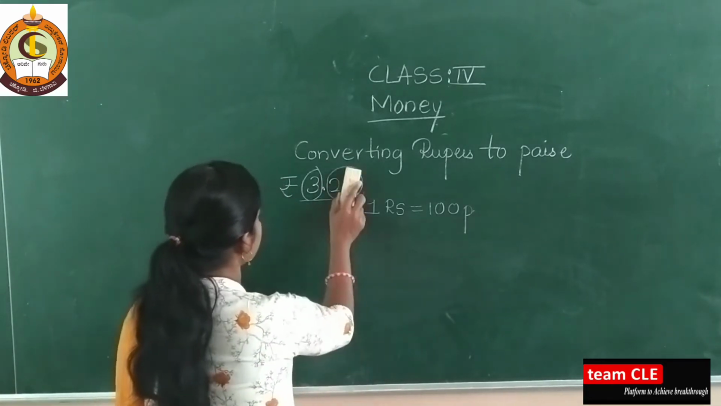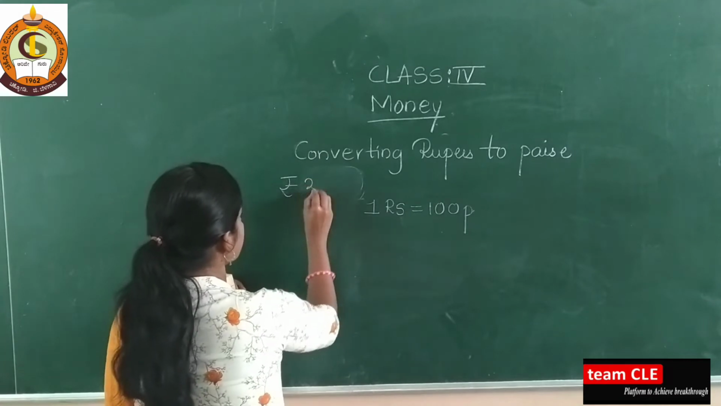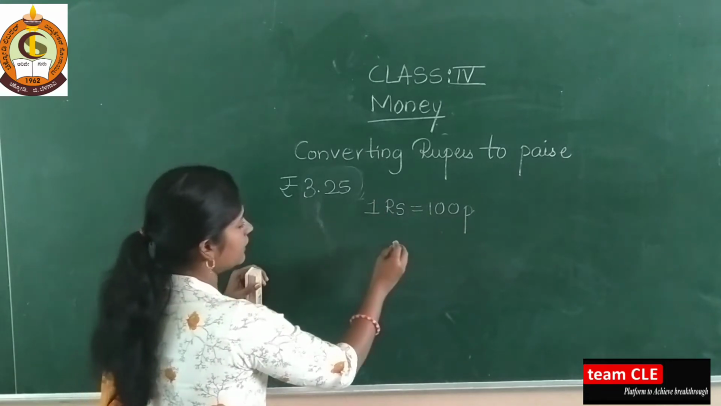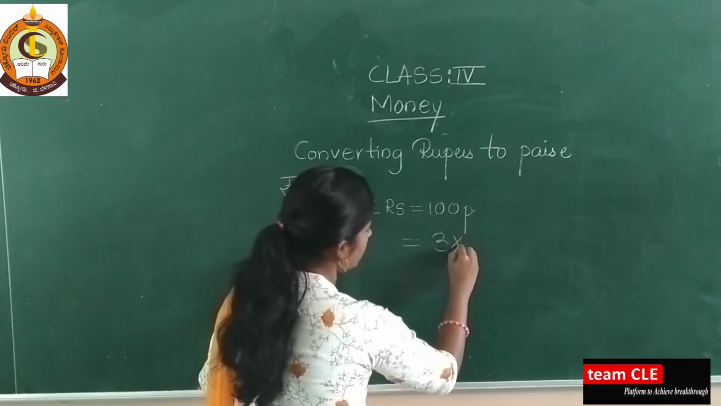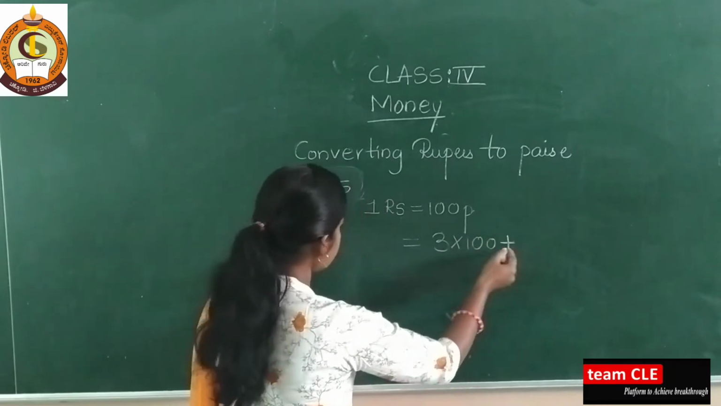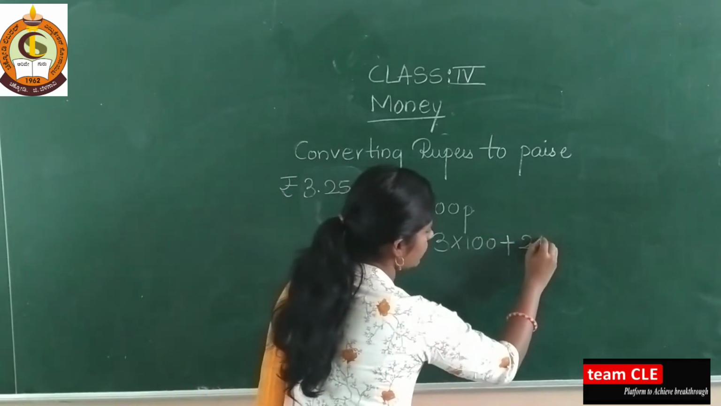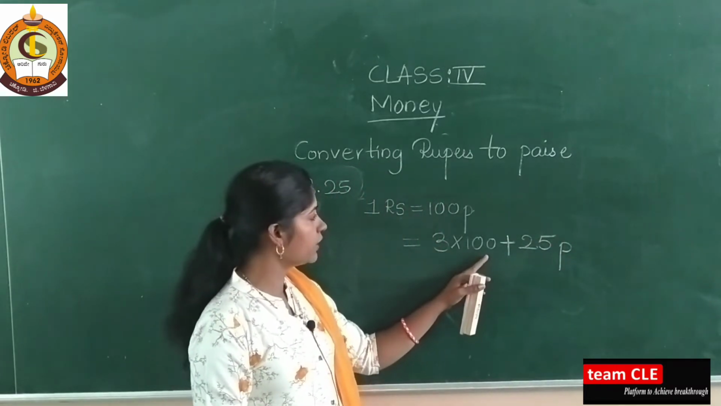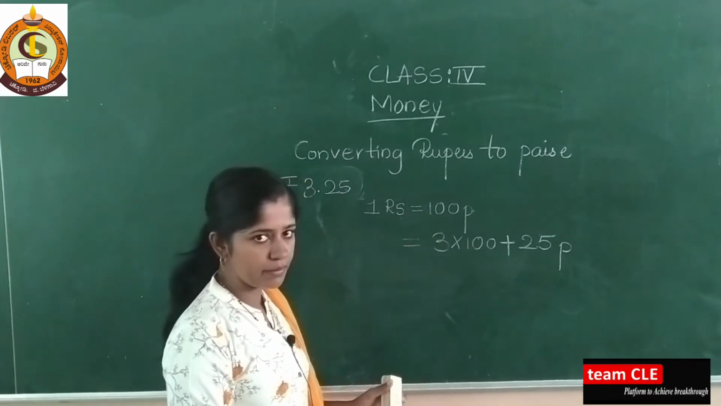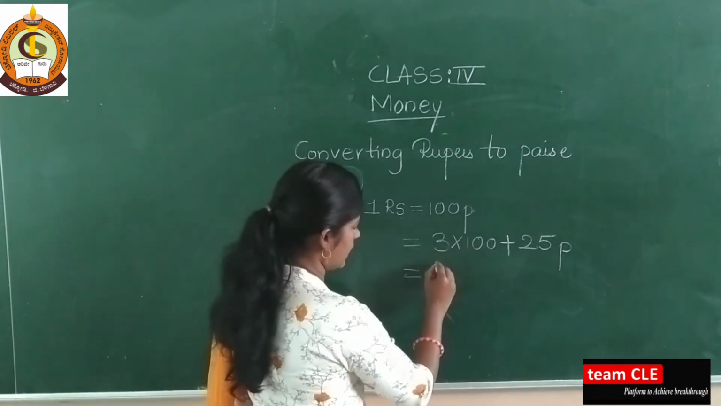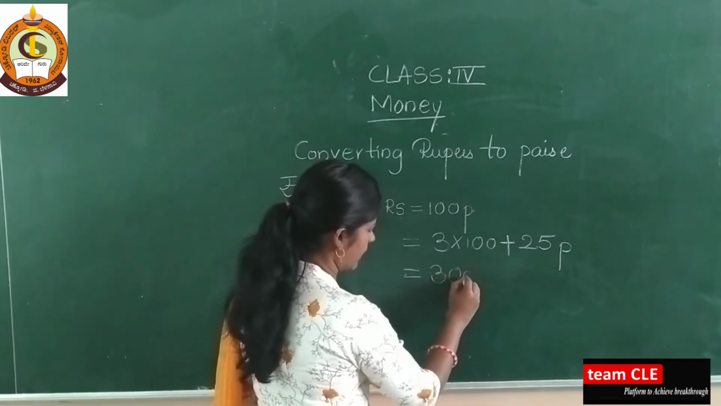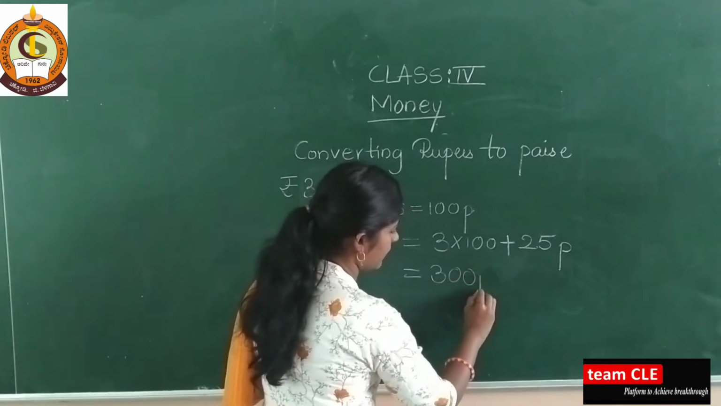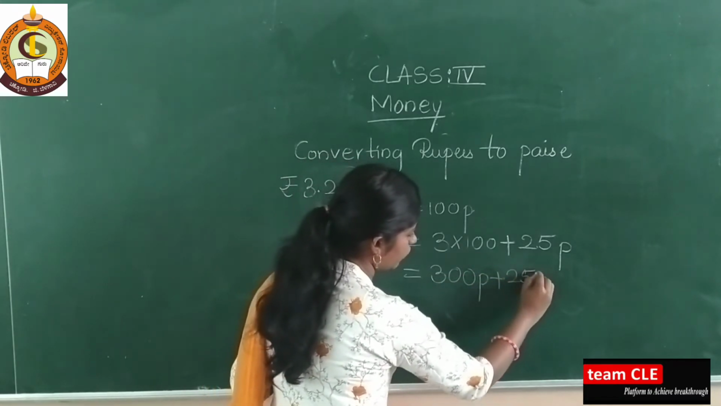So see here, 3 rupees 25 paise. Here 1 rupee is equal to 100 paise, then 3 rupees is equal to 3 into 100, plus this 25 paise, you write as it is. Why did I write 100 here? Because 1 rupee is equal to 100 paise. So take 3 ones are 3 and these 2 zeros as it is, or you can take 100 3s are 300 paise converted, plus 25 paise.